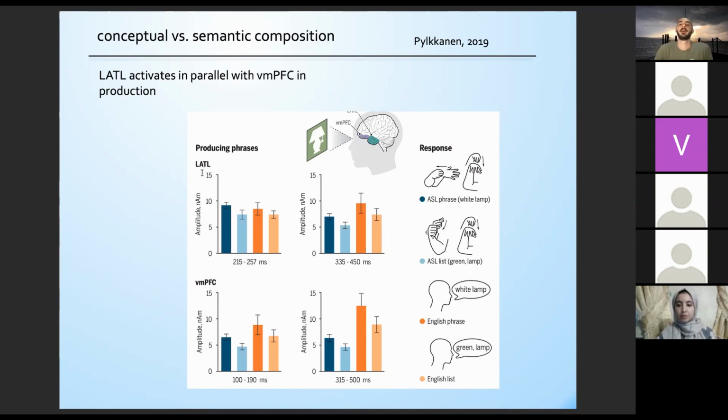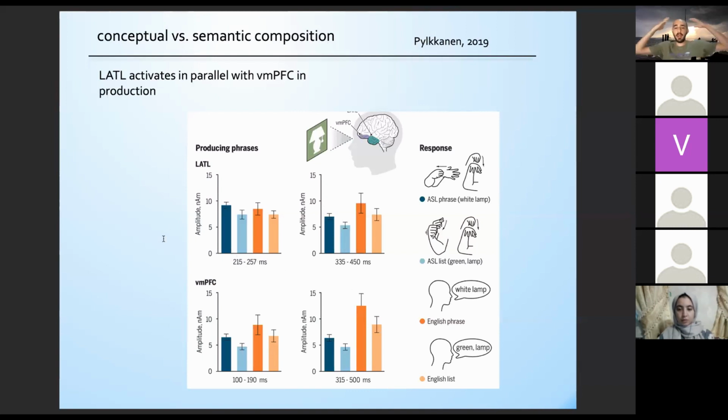Again, activation of LATL and ventromedial prefrontal cortex, but this time, if you see, no, you don't see because I haven't told you. So again, you have the effect of phrase versus list, okay? So you have it from the difference between the darker column and the lighter column. So this and this. So this would be in sign language and this would be in spoken language, okay? And this is in a window from 200 to 250 milliseconds. This is from 330 to 450. But now, look, you get the same effect, regardless of the modality, in both areas at the same time.